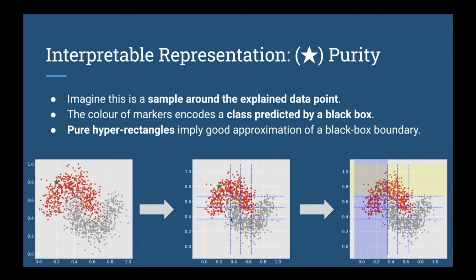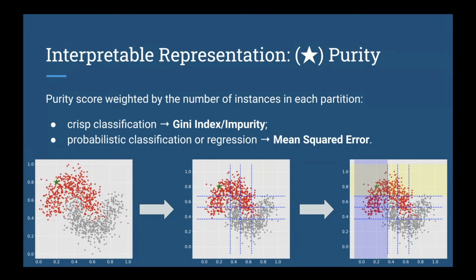How would you do that in higher dimensions, where you just compute either Gini index or Gini impurity for crisp classification, or mean squared error for probabilistic classification. And you'd calculate that based on the predictions of your black box for each individual hyperrectangle here or here. And this kind of allows you to assess whether you do not cut through the black box decision boundary with your discretization or binarization. So it's a really good proxy.